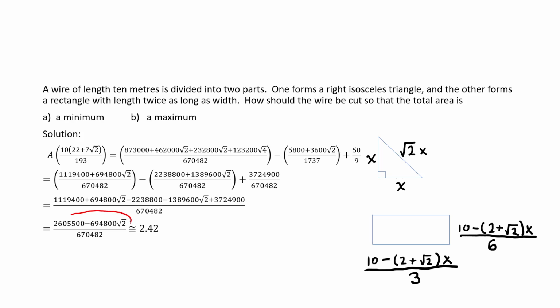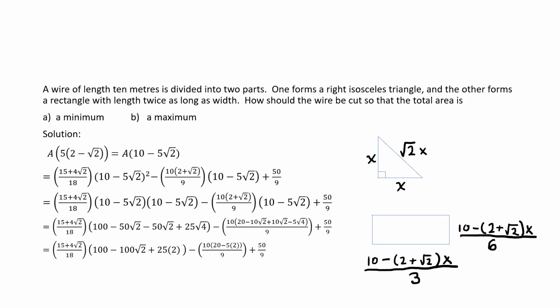And doing all that and simplifying a little bit, we ultimately get 2,605,500 minus 694,800 root 2 all over 670,482. Now, truthfully, you can factor out at least 2 from the numerator and denominator and simplify that a little bit, but we didn't do that. That will equal roughly 2.42. If you're wondering why we are using decimal approximations, we're just using that to compare it with the 50 over 9 we got a moment ago for the other x value.